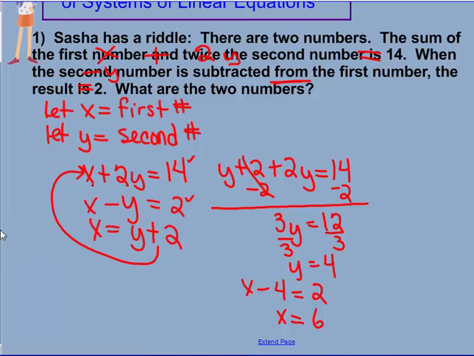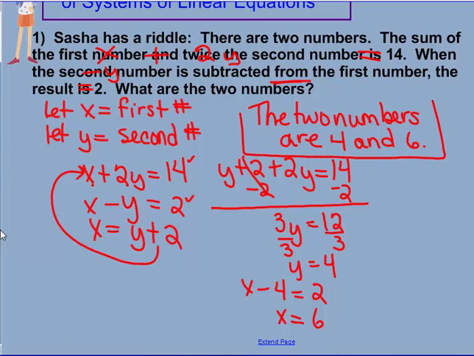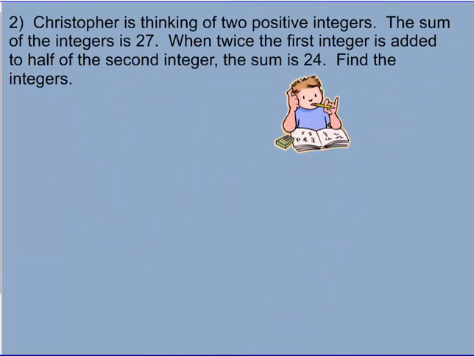Now I'm going to state the answer. What are the two numbers? The two numbers are 4 and 6. So I checked, and answered in a full sentence. On to question number 2.